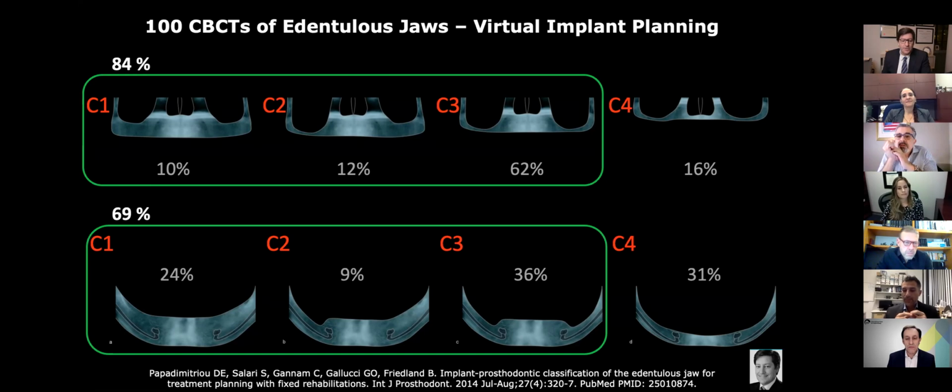And in the circle in green, you see now that C1, C2, and C3 are the categories that are more suitable for fixed rehabilitations. And if you look at this study, 84% of the maxillary arches and 69% of the mandibular arches were somehow, at least from the vertical viewpoint, suitable for a fixed prosthesis.